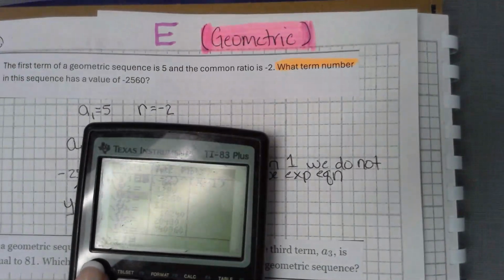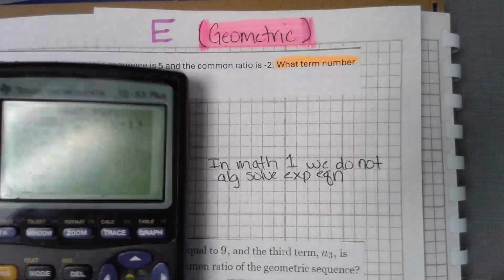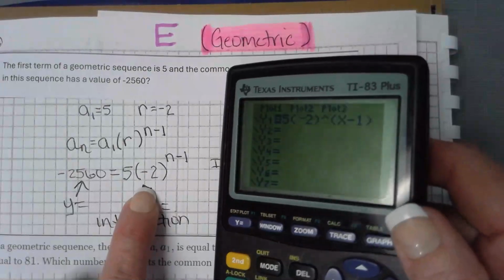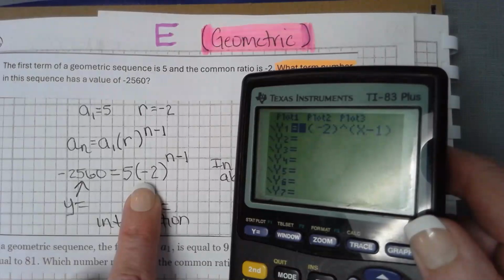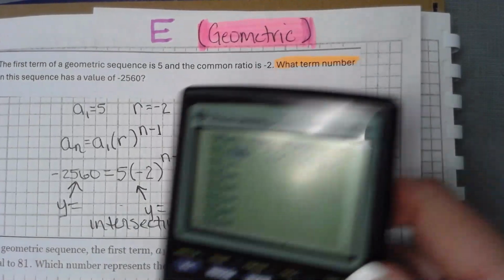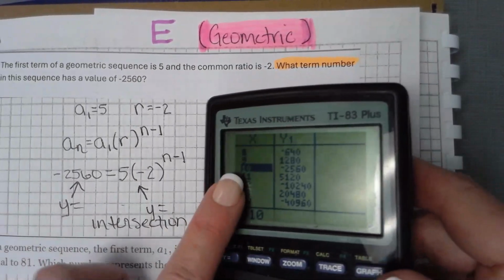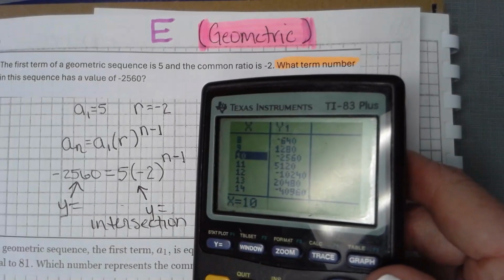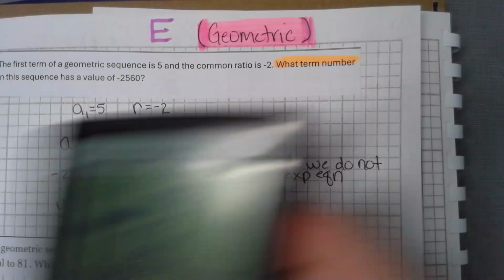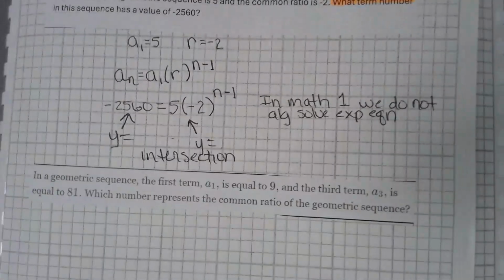Yeah. Go back to y equals. If you go to y equals, basically what I did is I just put this right here in. I just put that right there in. And then if you go to the table, it actually gives you the values and the n. So here's your term numbers, and there's the value. We good? All right.